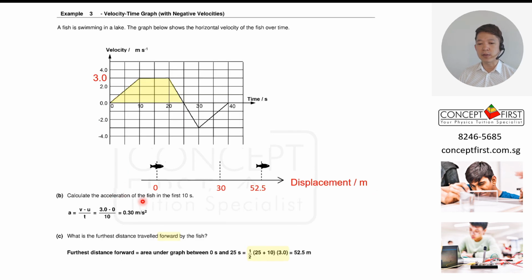Calculate the acceleration of the fish. So this is quite easy at this point in time. It should be easy for you. 3 divided by 10, you get this acceleration. C, furthest distance traveled forward. Remember, forward, positive velocity. So we find this area. It's the area of trapezium right here, 52.5. So what we are saying is this fish from 0 to 25 seconds, it traveled forward to here.